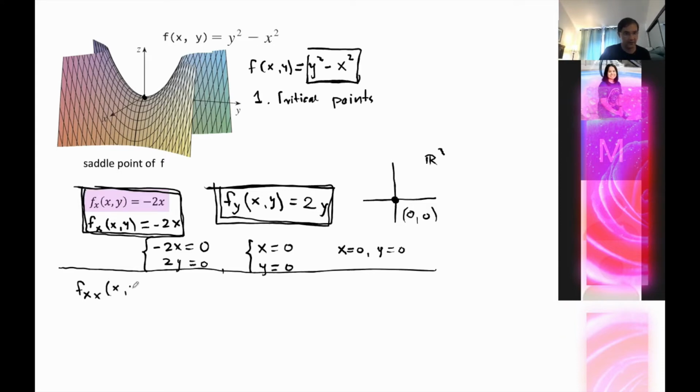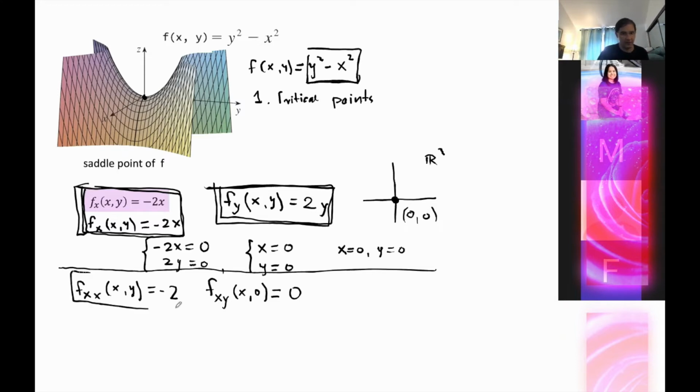So fxx of x, y. What is the derivative of this function negative 2x with respect to x? Negative 2. Excellent. Equals negative 2. And let's take this function fx again, but now let's compute the y derivative of this function. Well, okay, there's no y. The y derivative of this function, think of this as a constant, so the derivative of a constant is 0. So this is the x derivative of this function fx, and this is the y derivative of this function fx as well.